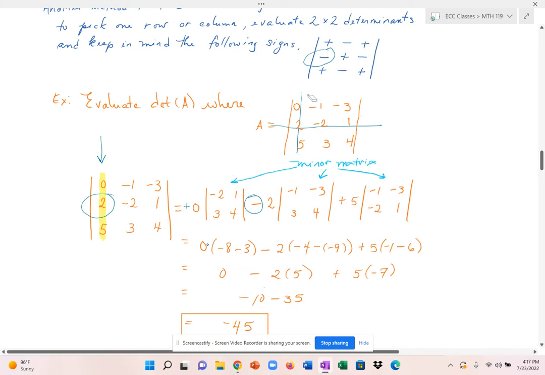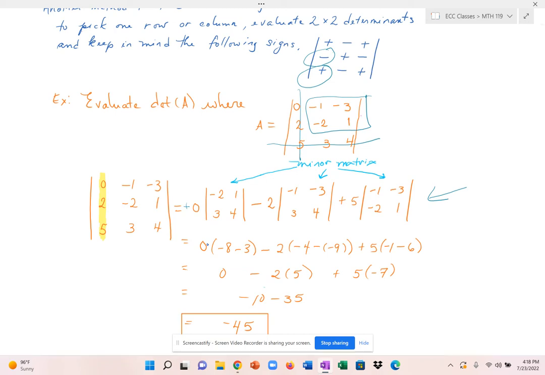And then I go to the third number in that column, which is the 5. The 5 is in a positive position, so that's why I write plus 5 here. And then cross out the row and column associated with the 5, and these 4 numbers that are left are my minor matrix, negative 1, negative 3, negative 2, 1. Okay, so now I have 3 matrices with a coefficient or a scalar in front of each one.